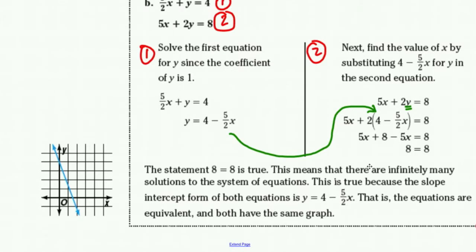Let's take a look at the last example. No, two more examples: example 2 and example 3.